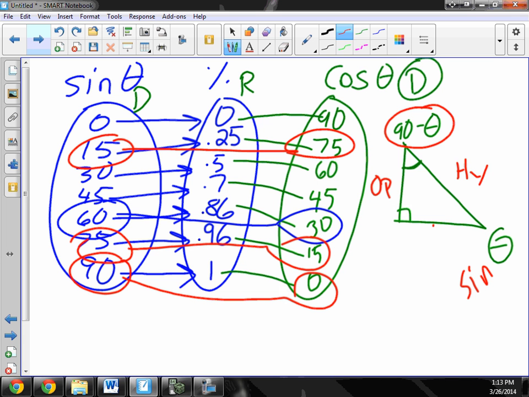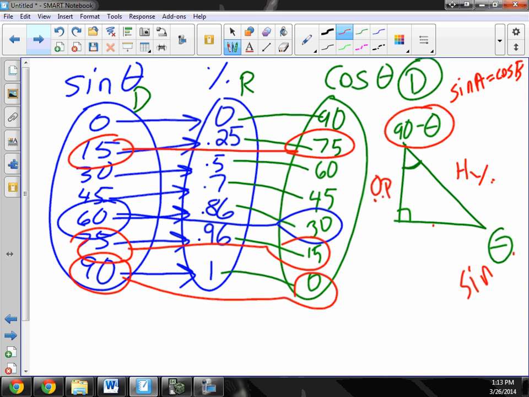It's the same ratio. So the sine of this angle is the left side divided by the hypotenuse. The cosine of the other angle is the adjacent over the hypotenuse. It's the same ratio. So that's why we said earlier that the sine of A equals the cosine of B, because A and B add to be 90.